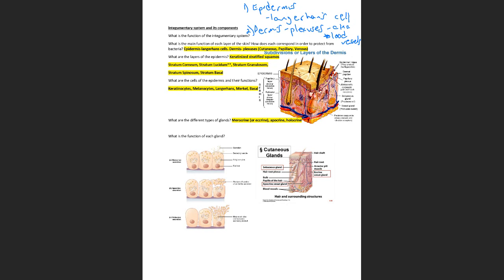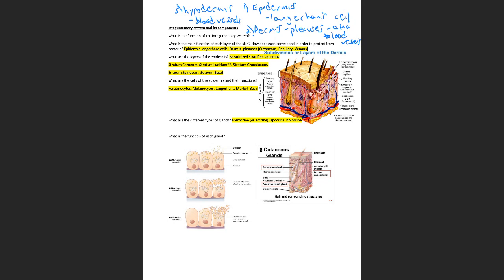And then lastly, in the hypodermis, we have these same blood vessels that are there to attack any bacteria if there is bacteria. Okay, these are one of the functions of blood, is to protect from bacteria.